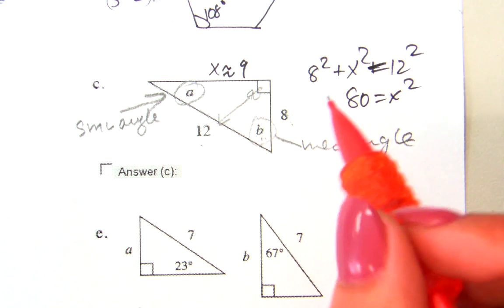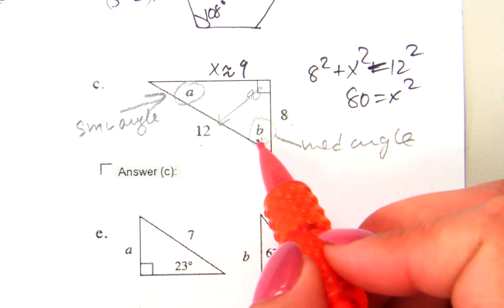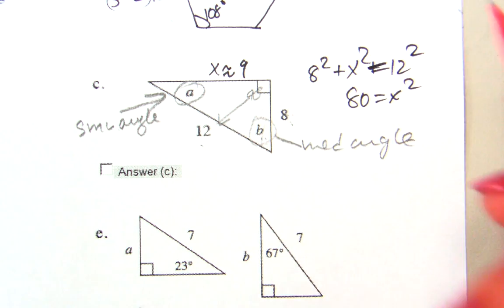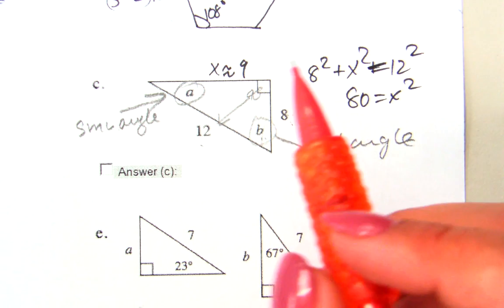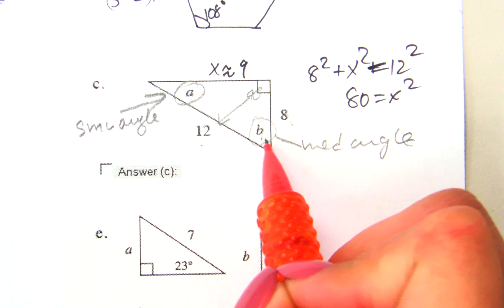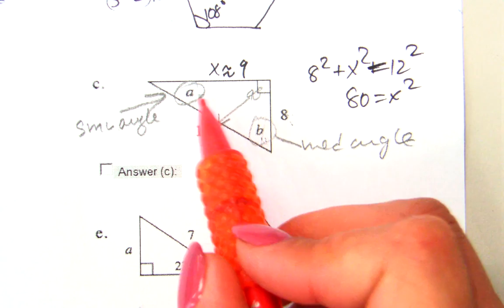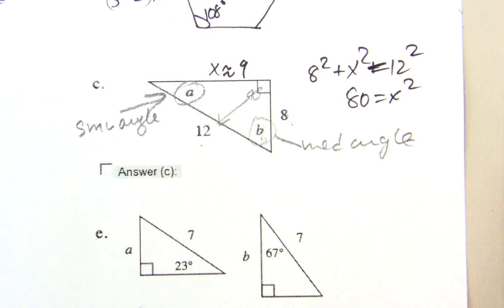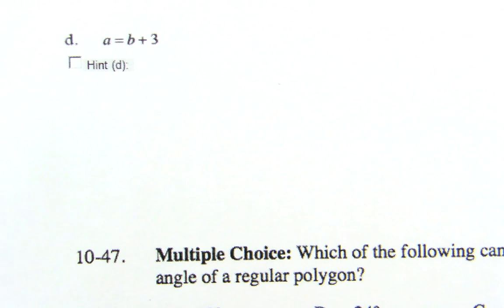So that means they're both going to be smaller than 90. It doesn't matter which one. But the significance is that B is going to be bigger than angle A, no matter what the situation is. Okay. The next one. A equals B plus 3.